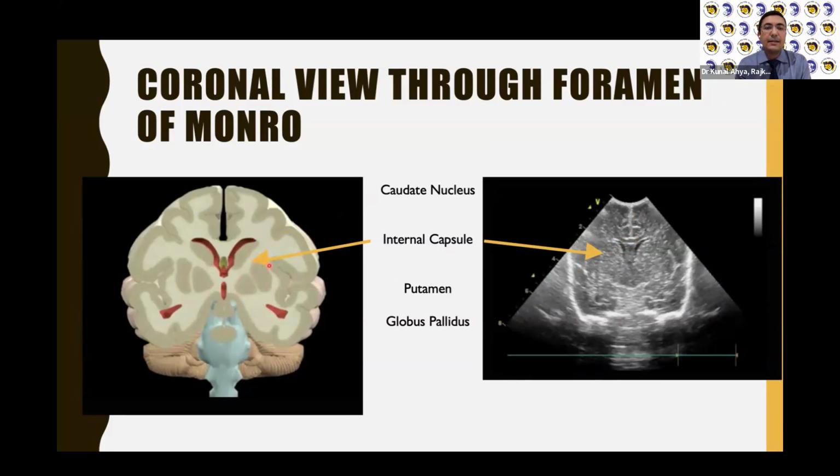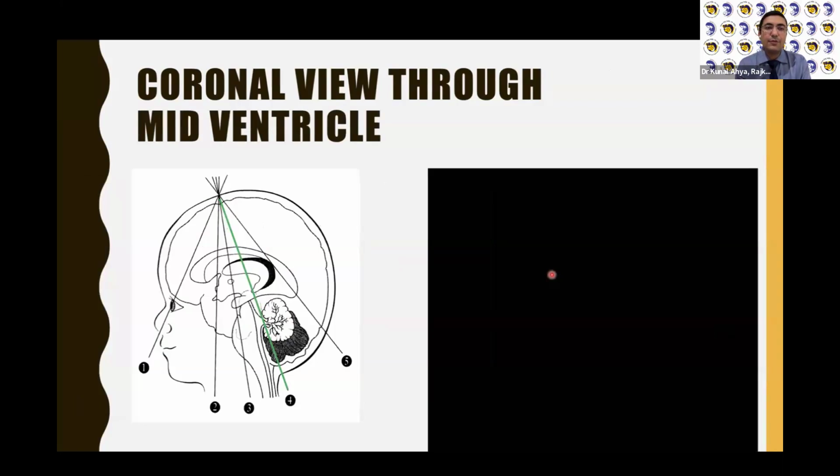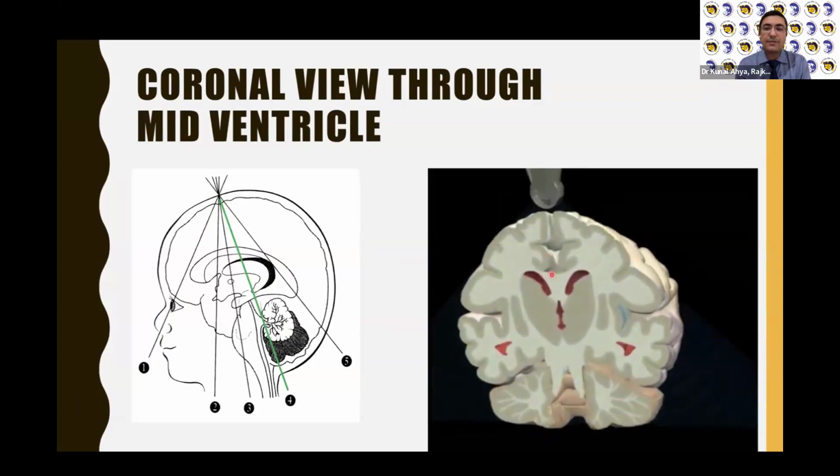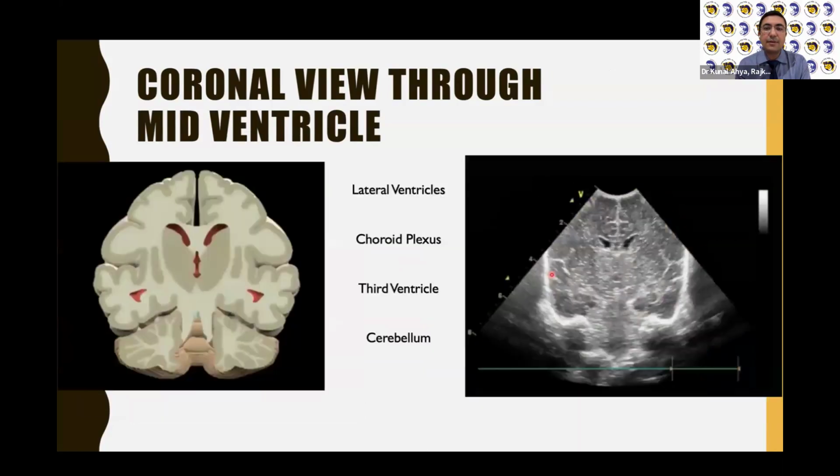And in between the internal capsules, all the fibers from the motor cortex pass through this structure, and in between that is our putamen, and medially is the globus pallidus. Okay, so these are the structures which you identify while you keep your probe passing through the foramen of Monroe. Now the fourth view is the coronal view through the middle ventricle. Okay, so this is how the beam passes, and these are the structures which you are able to see.